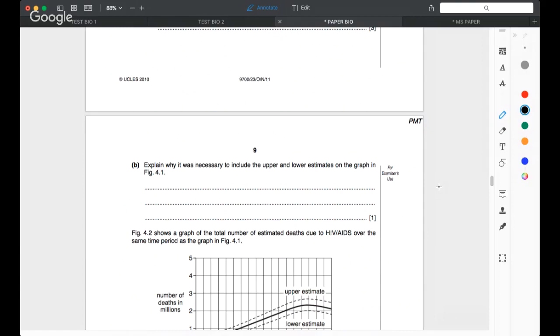I guess it's like standard deviation, but I don't know why it needs to be included on the graph. I guess you can't have an exact estimate because you don't know, obviously, how many people actually are infected. Good, that's the answer to the question.